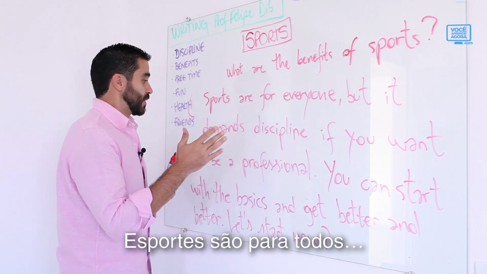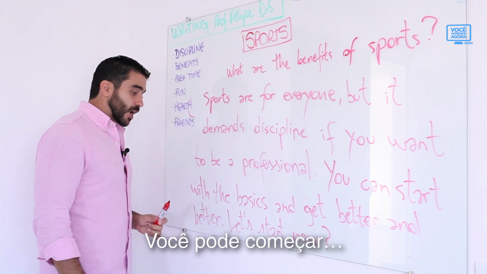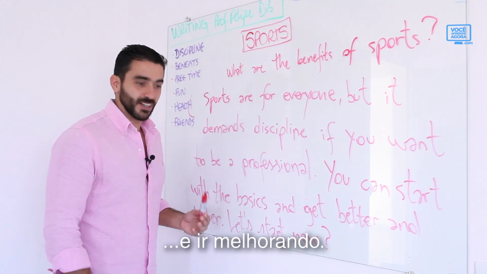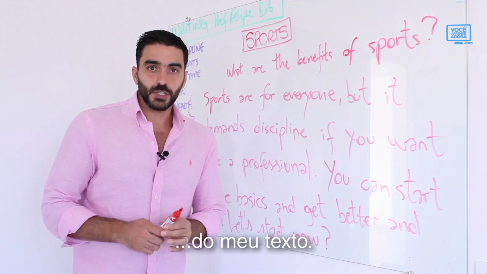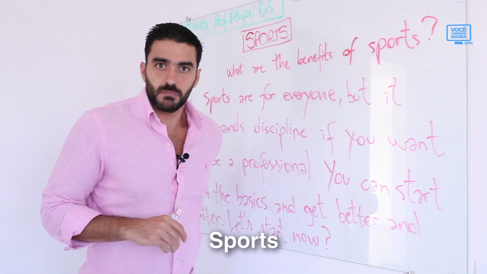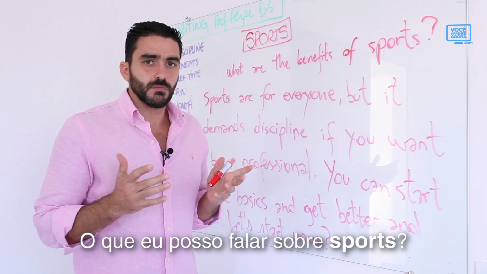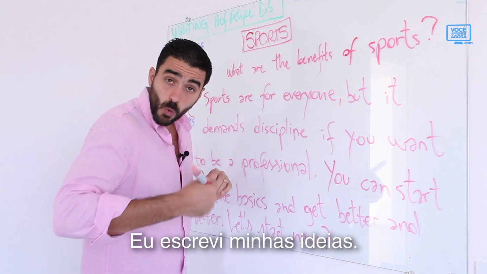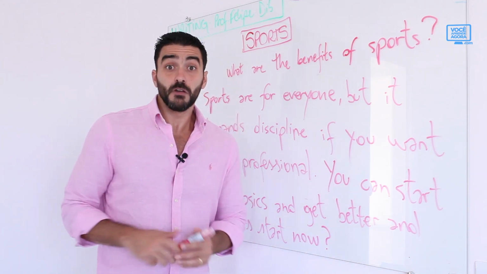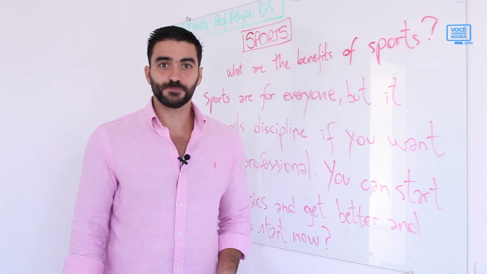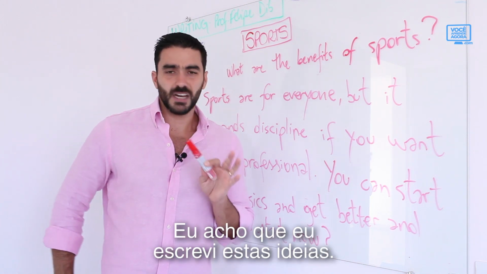So, this was the structure of my composition. I had one topic, sports. The first step was the brainstorm. What can I talk about when I see sports? And then I put ideas here. I wrote my ideas: Neymar, World Cup, soccer, free time, fun, friends, health, benefits, discipline. What else? Yeah, I think I wrote these ideas.